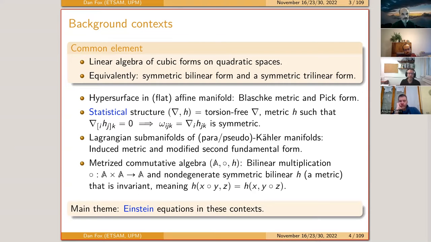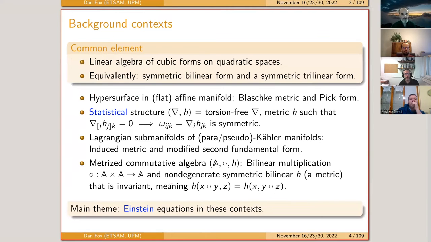This structure really can be abstracted under what people call statistical structures, which are a pair consisting of a torsion-free affine connection on a tangent bundle and a metric, so that while the covariant derivative of the metric is not zero, its skew symmetrization in the first two indices vanishes. Equivalently, the covariant derivative is completely symmetric. This name statistical is not one I particularly like, but it seems to have stuck. So we'll come back to this.